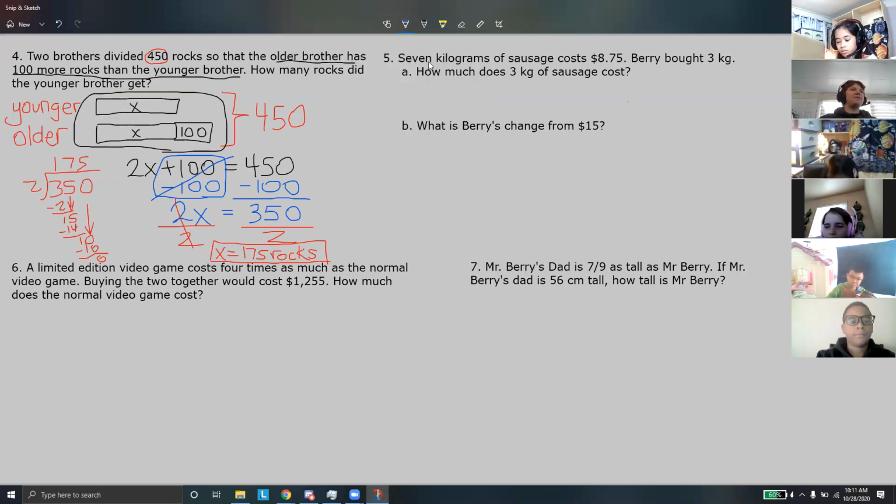Okay, next we have 7 kilograms. And so kilo just means 1,000. So 7 kilograms is the same as 7,000 grams. Well, 7 kilograms of sausage cost $8.75. Barry bought 3 kilograms. So, yeah. First question is, how much does 3 kilograms of sausage cost?